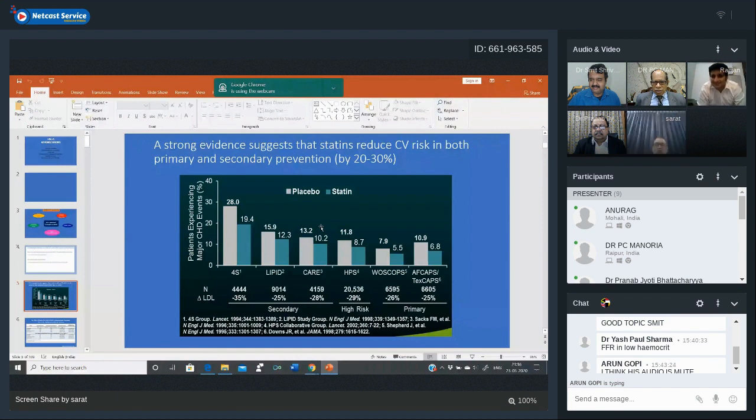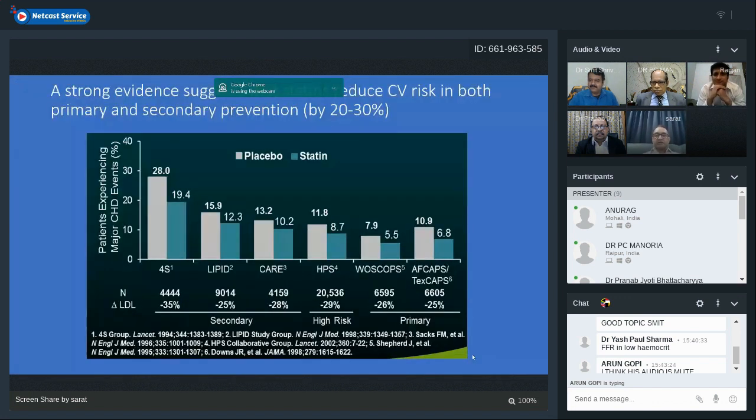Okay. So, Sami, Srivatsav, shall we go ahead with the talk? Sorry, Dr. Manoria, we are not hearing anybody else. So, we will go ahead with this talk. Are you able to see this slide on 4S, lipid, etc.? Yes, sir. Okay, this we have already spoken.